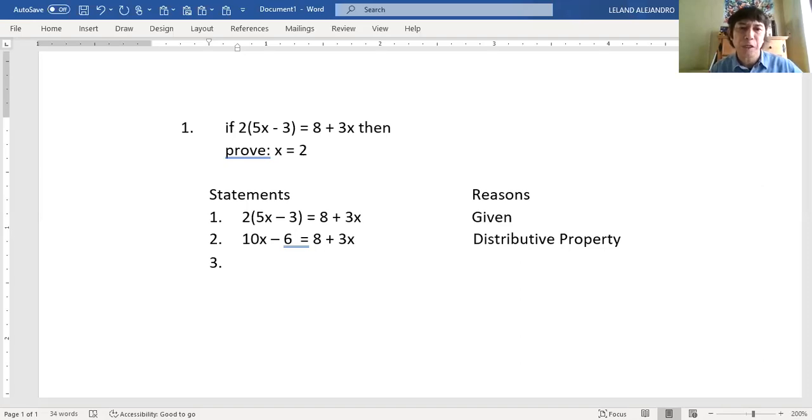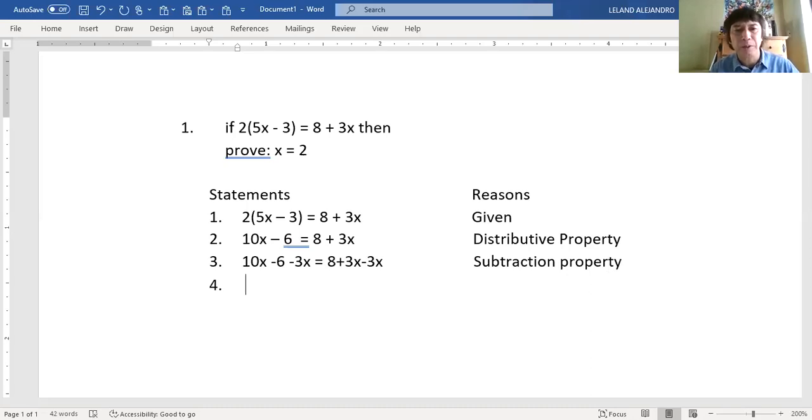So at this point, we can actually try subtracting 3x so that we will be able to have just one term x here. So we will have here 10x minus 6, and then we shall apply subtraction. Minus 3x equals 8 plus 3x minus 3x. There. And we will call this, of course, subtraction property.